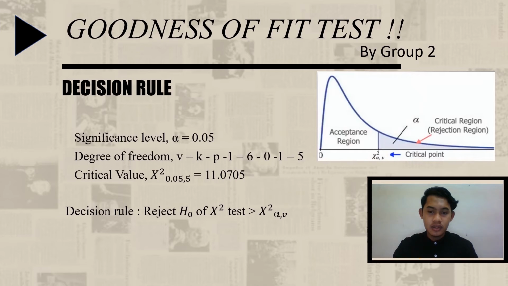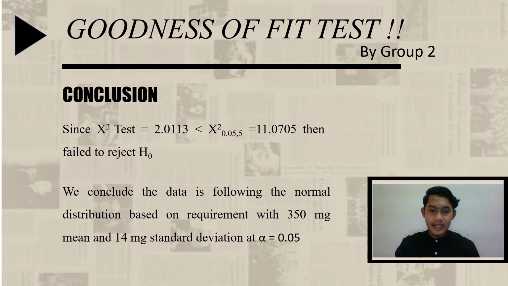Next is the decision rule. With the number of rows and no parameter estimated, we are able to get the degrees of freedom, which is 5, and the critical value is 11.0705. The decision is we reject H0 if the chi-squared test statistic is greater than the critical value. Lastly is the conclusion. Since the chi-squared test statistic is 2.0113, less than the critical value of 11.0705, we fail to reject H0. Therefore, we conclude that the data follows the normal distribution based on the requirement with 350 mg mean and 40 mg standard deviation at alpha equal to 0.05.